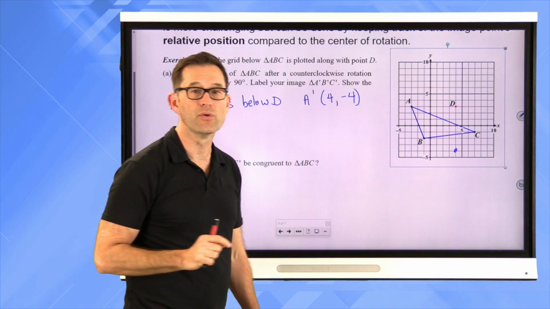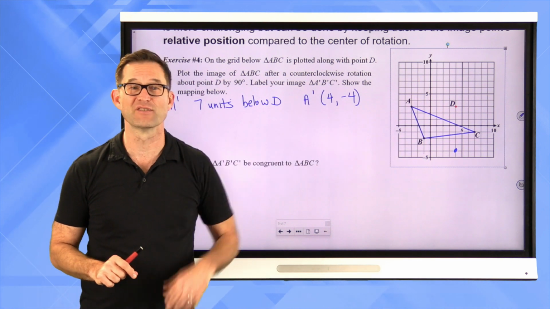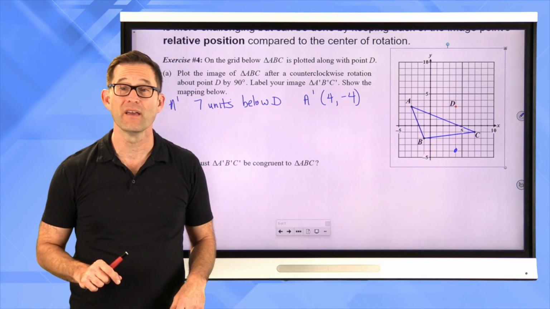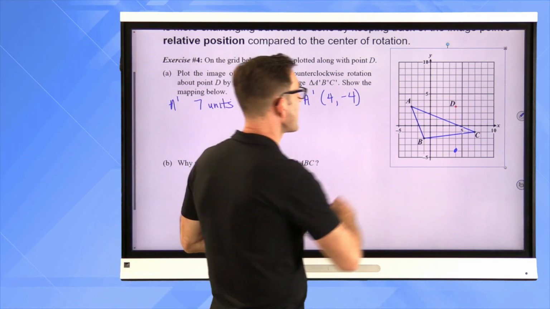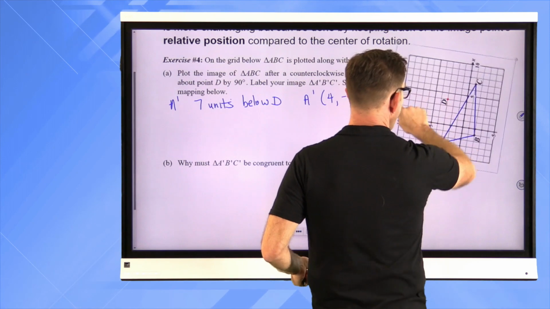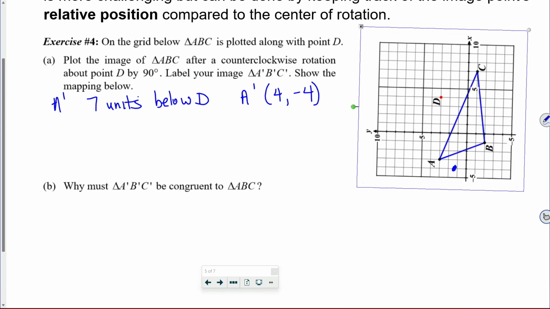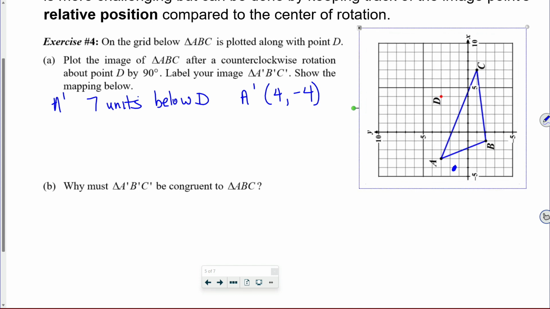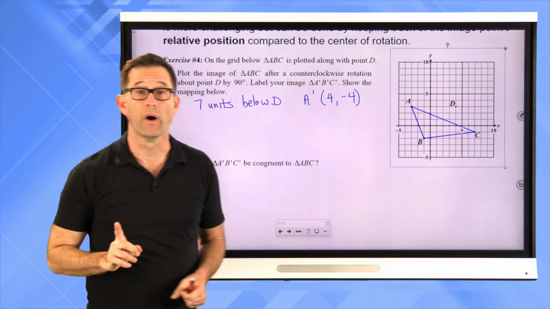Now I actually have to erase A prime simply because when I rotate my paper again, that point is just going to hang out there in space, okay? So I'm just going to get rid of it. But anyway, when I rotated it, A ended up being 7 units below D, and therefore I simply rotate it back and plot A there. Now that was the easiest one, okay?